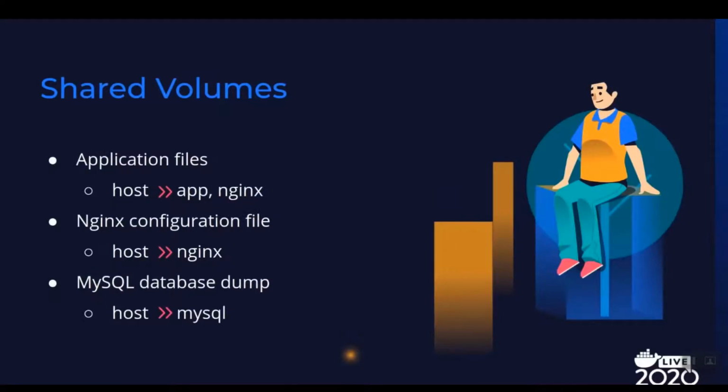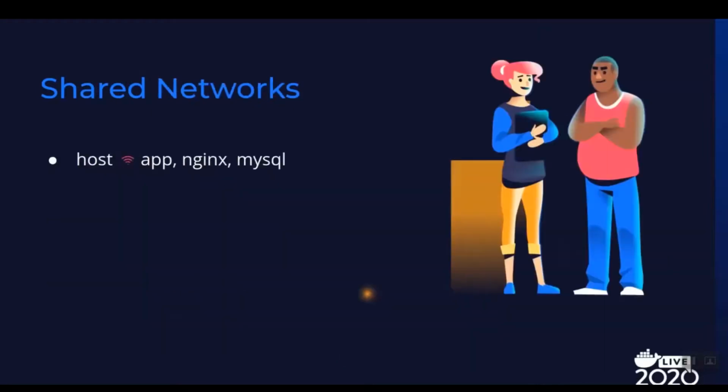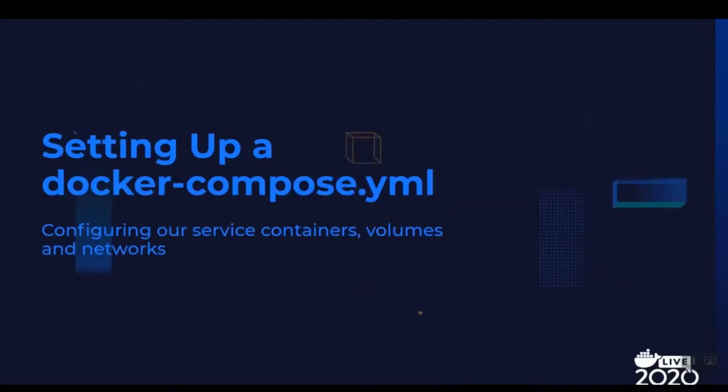We will need to share some volumes. First, we need to share the application files naturally, and this is going to be shared from the host to the application and to the Nginx services. Both will need to have the application files. The Nginx configuration file will also need a specific dedicated shared volume, so we can share a configuration file from the host machine to the Nginx service. And the MySQL service will also need a shared volume for a database dump. This is going to facilitate development because then we can initiate the database already with a database dump. This is a feature from the MySQL image we're going to use. We'll also need a shared network between all the services and the host machine. And that is all we need.